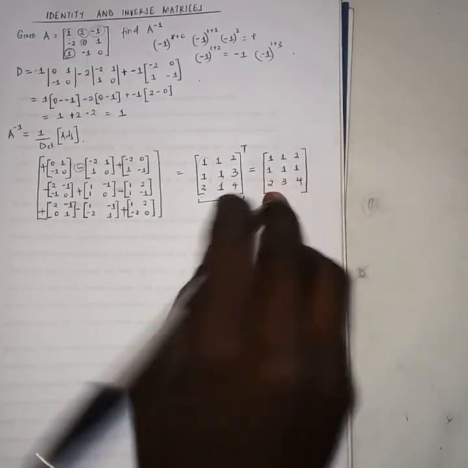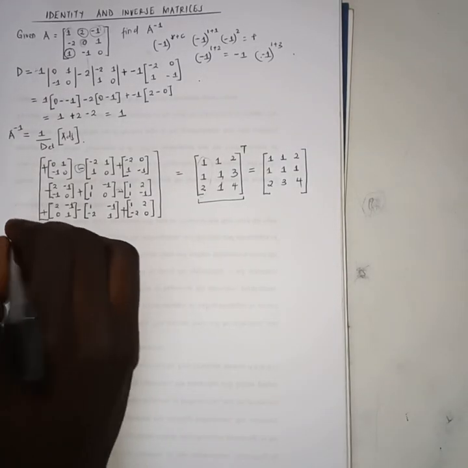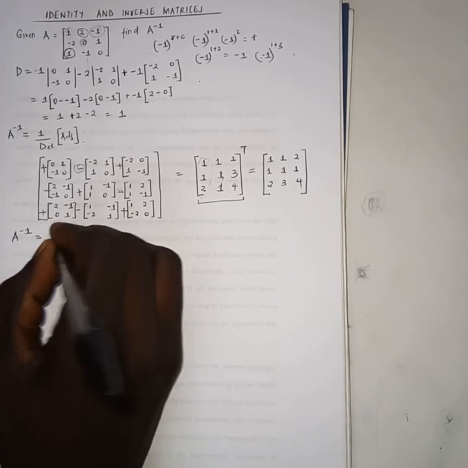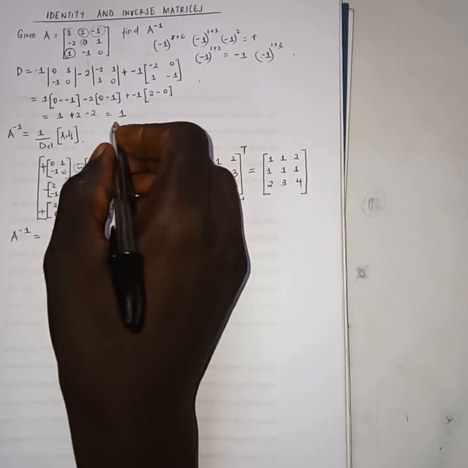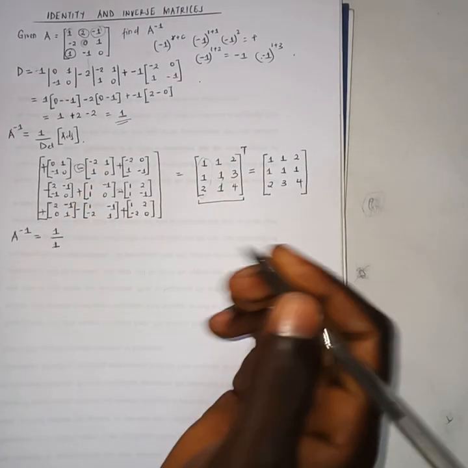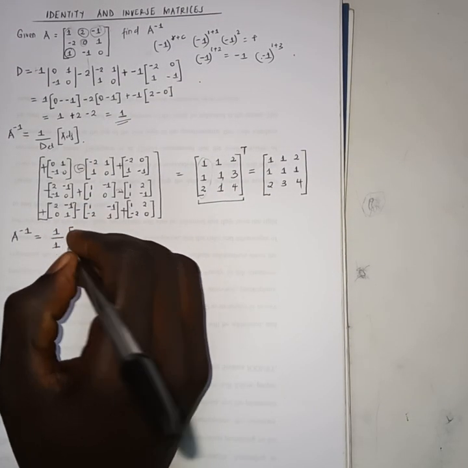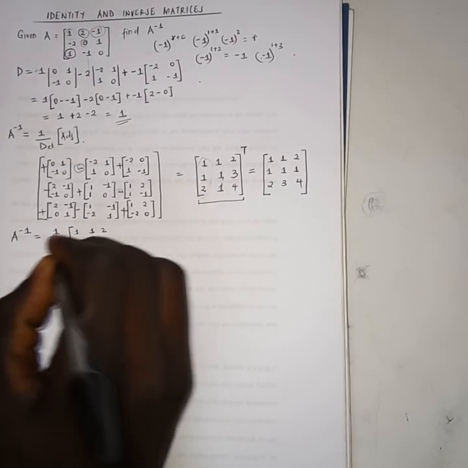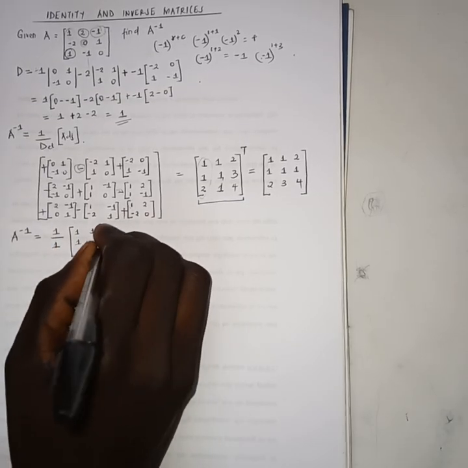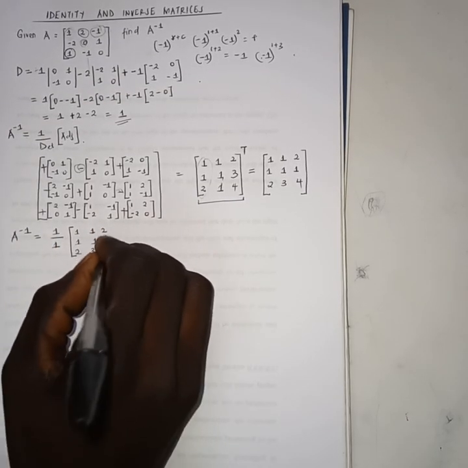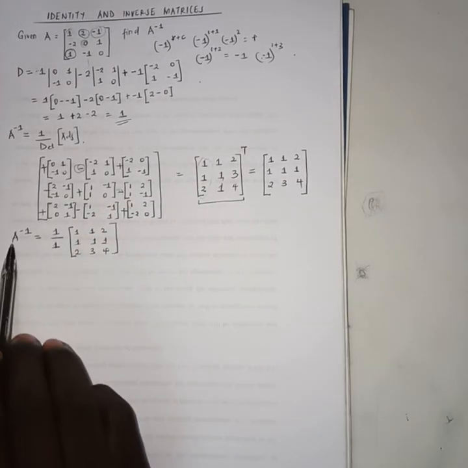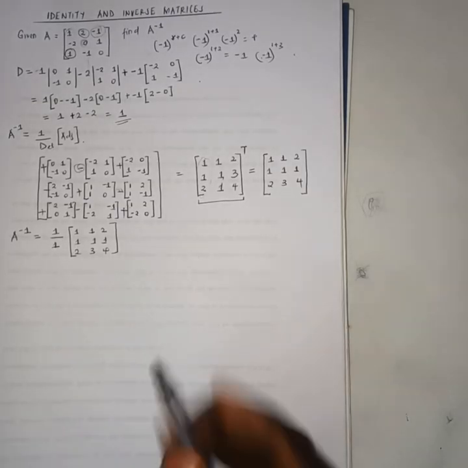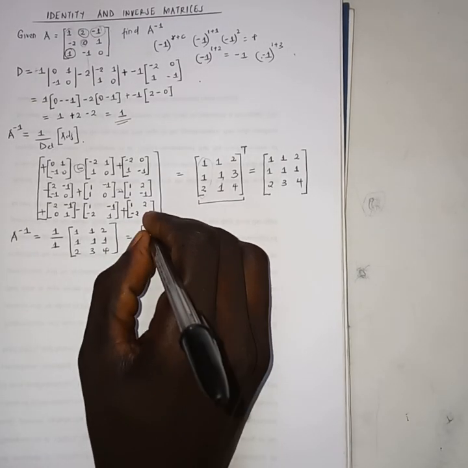Yeah, so this is the adjoint. But now for us to find the inverse, we are going to have 1 over the determinant, and the determinant was already 1, so it is 1 over 1, basically having no impact on the matrix, into 1, 1, 2, 1, 1, 1. So this is now the inverse, 1 over the determinant multiplied by the adjoint, and this one will still give us 1.